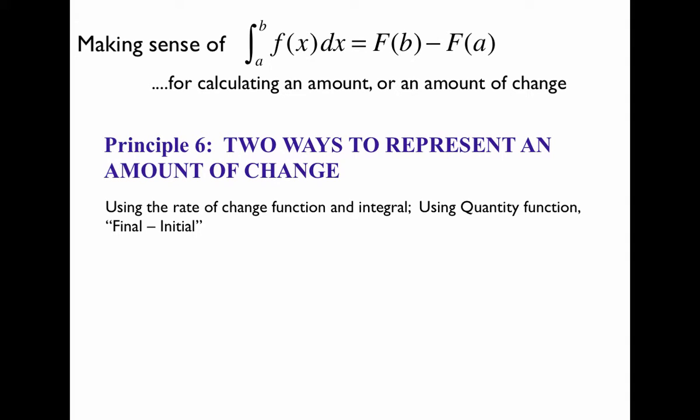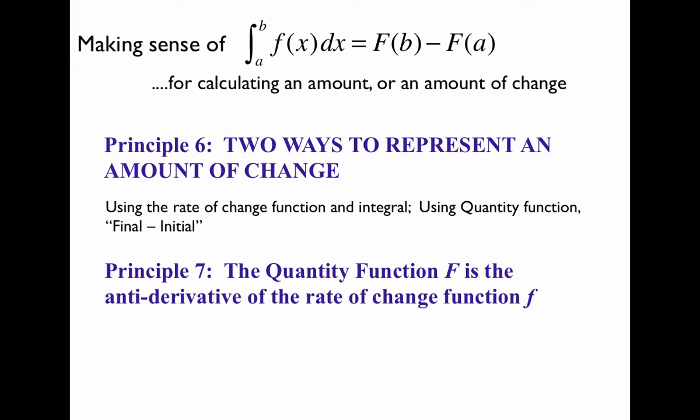So, two ways to represent an amount of change. Using the rate function, you might have already written this down, or using a quantity function, final minus initial. And then principle 7: the quantity function, capital F, is the antiderivative of the rate function, little f. That's what the fundamental theorem is about.